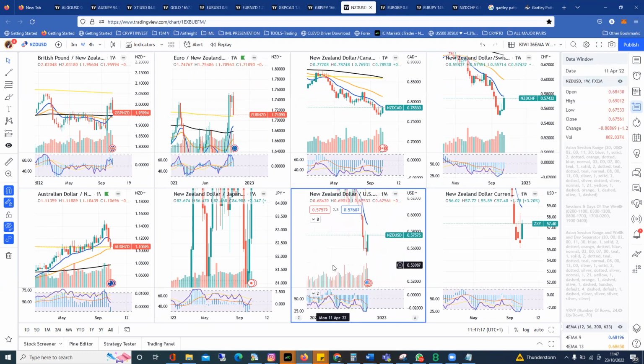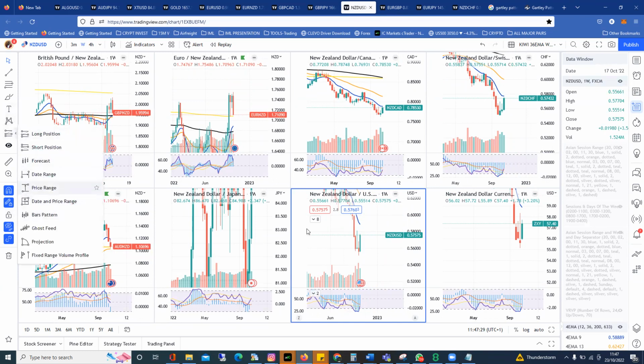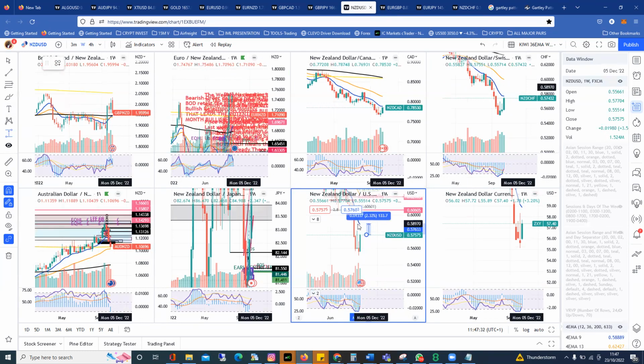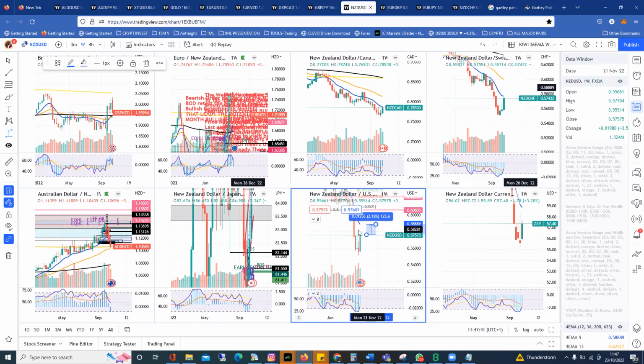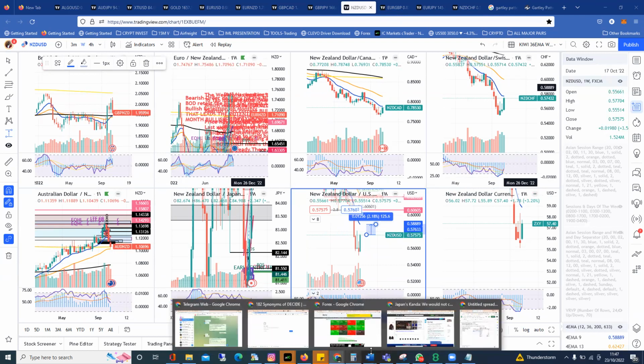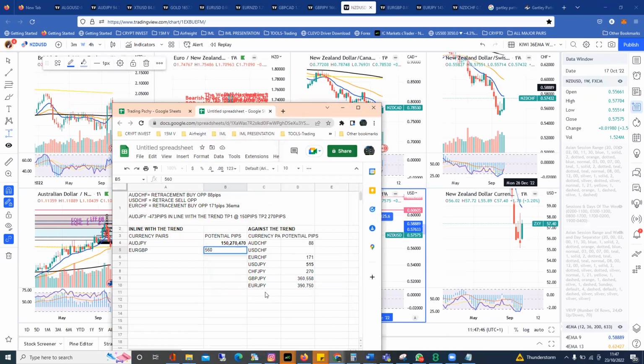So the other one that can move a lot more higher is New Zealand dollar. It's moving away from the 12 EMA, and then we can equally move against the trend on New Zealand dollar to the 12 EMA and have about 120 pips at the minimum. So against the trend, New Zealand USD, about 120 pips.